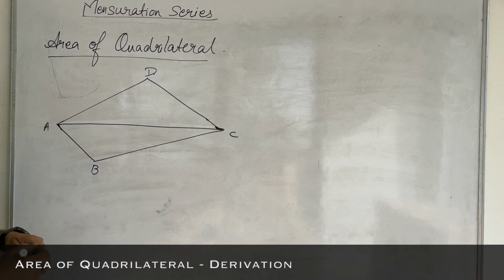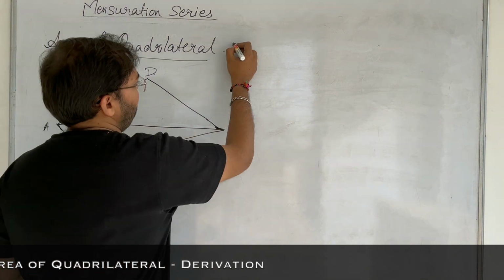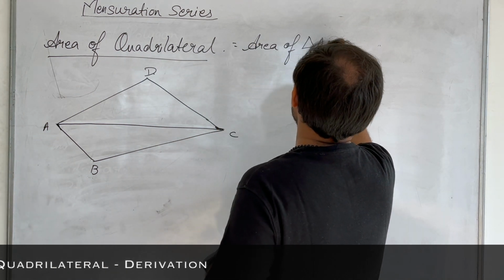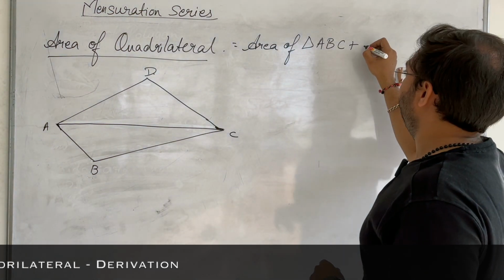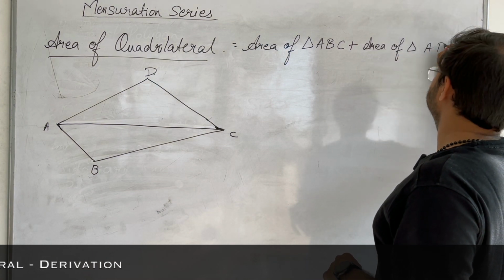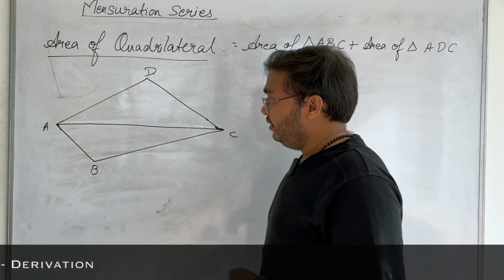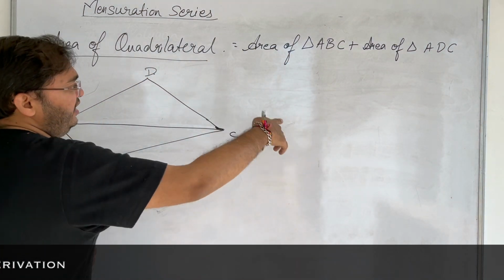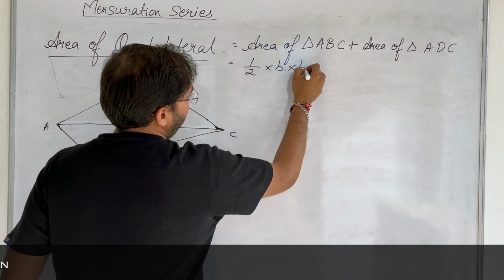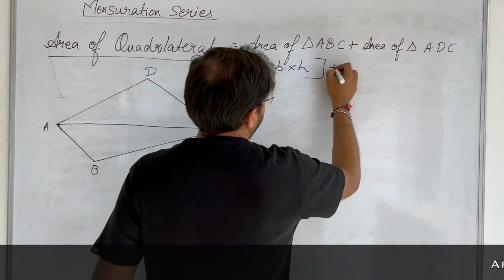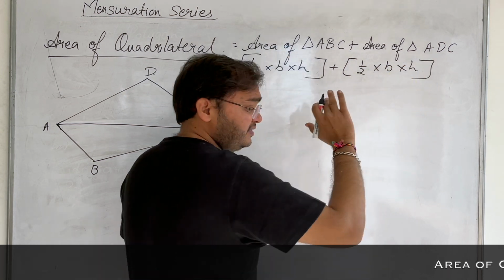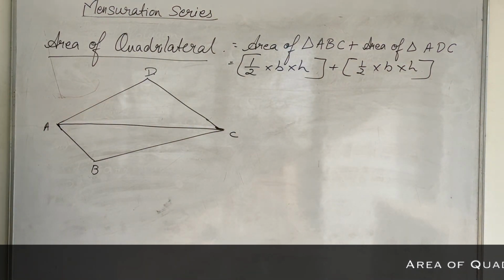And if I want to know the area of the quadrilateral, it is equal to the area of triangle ABC plus area of triangle ADC. So over here, if I go with the area, then the formula of area of a triangle is half into base into height plus half into base into height. The formulas are going to be the same for both the triangles.